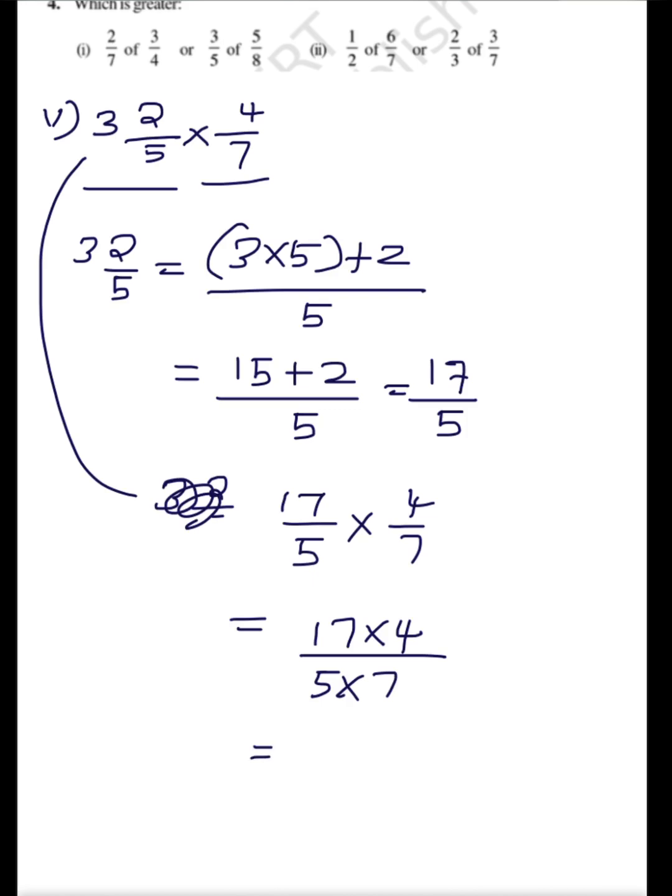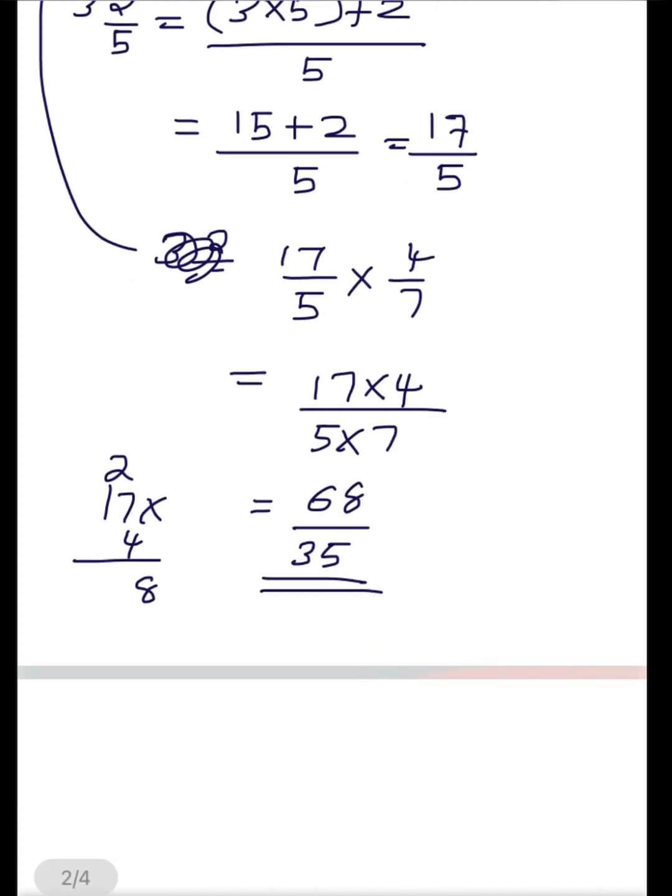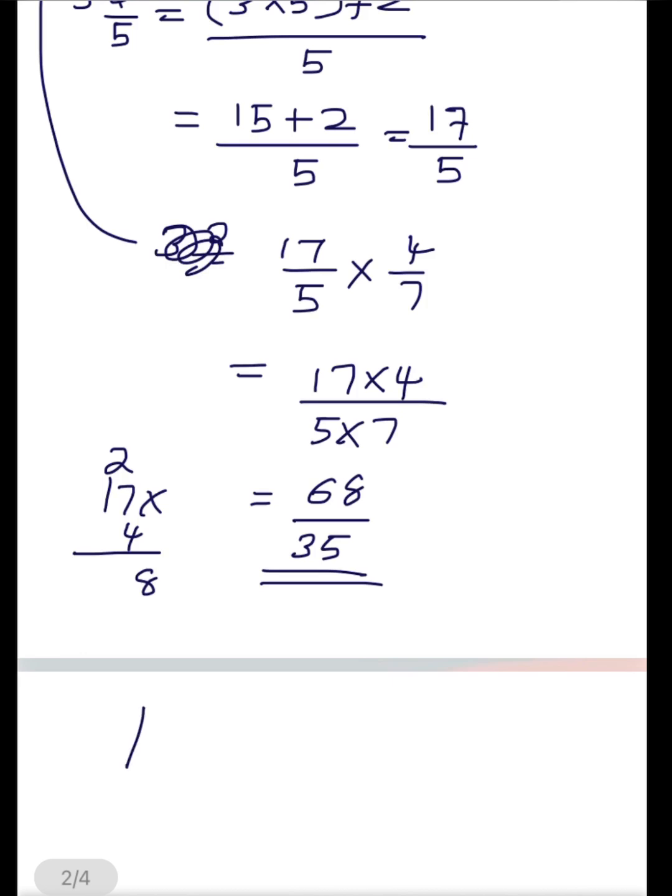Since there are no common factors, you can just multiply 17 into 4. What is 17 into 4? It is 68. So you will get 68 by, what is 5 into 7? It's 35. So 68 by 35. This is again an improper fraction.